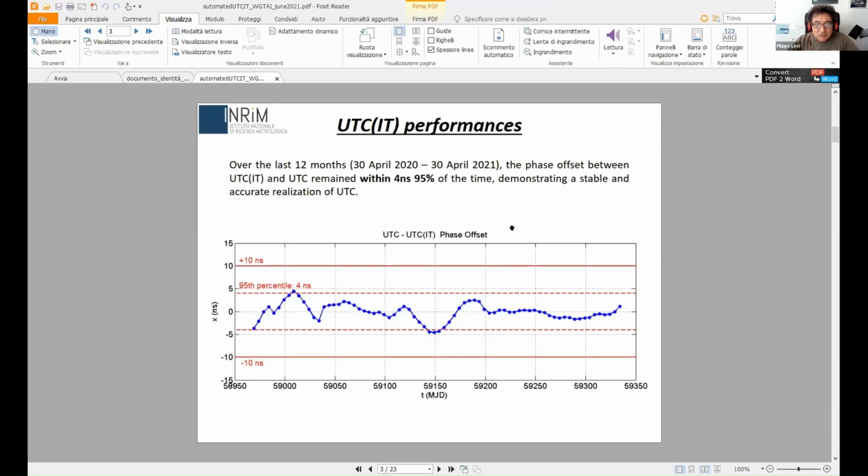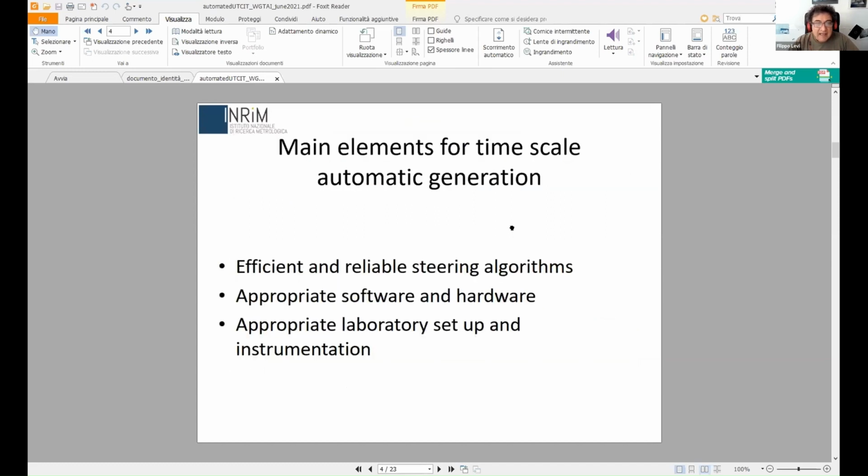So the performance of UTC ET are satisfactory. During this last year, essentially, we were able to maintain the time scale within 4 nanoseconds 95% of the time, demonstrating a stable and accurate realization of UTC. So the main elements for timescale automatic generation, we think, are three fundamental blocks.